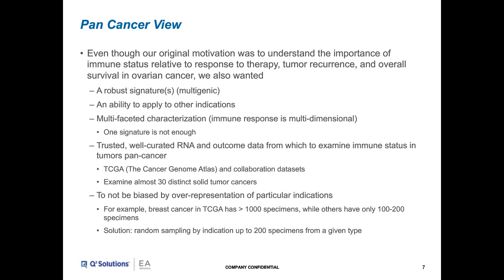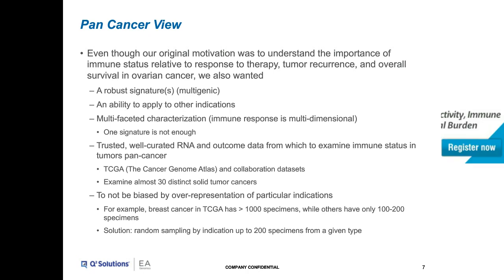The other thing that we decided to do is, if you've worked with TCGA data, you may know that there are certain cancers that, in essence, are overrepresented. For example, breast cancer has more than 1,000 specimens, but others only have 1 to 200. So what we did is we decided to do a random sampling by indication of up to 200 specimens so that we wouldn't have signatures that were only representative of a few cancers. We really wanted to have something that was a pan-cancer view. So we put that information together, that is the immunome.